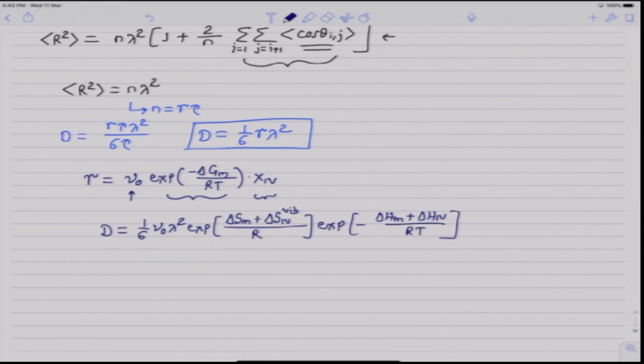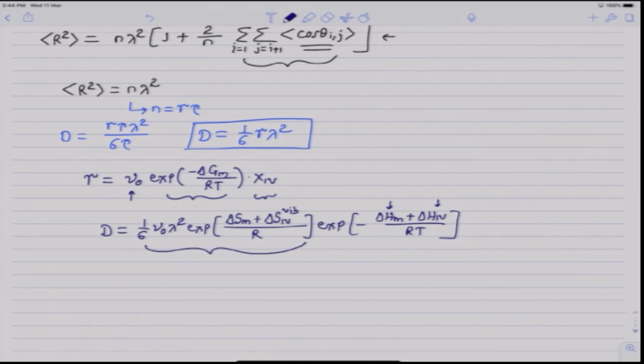Here delta H m is the activation enthalpy of migration, delta H 1v is the enthalpy of monovacancy formation, delta S m is the entropy of migration, that is the difference in the entropy of the equilibrium state and the state of the saddle configuration, and delta S 1v vibrational is the vibrational entropy change associated with a monovacancy formation.